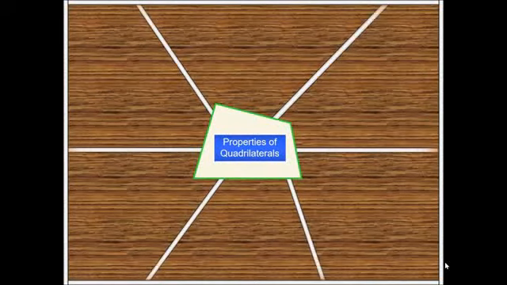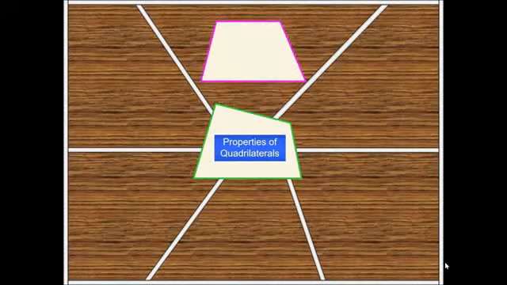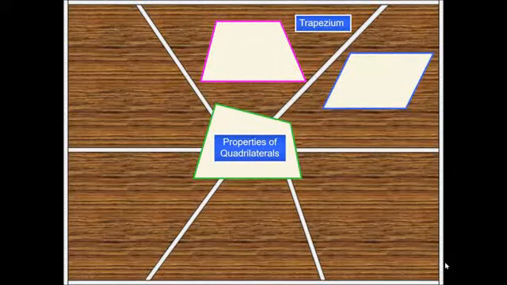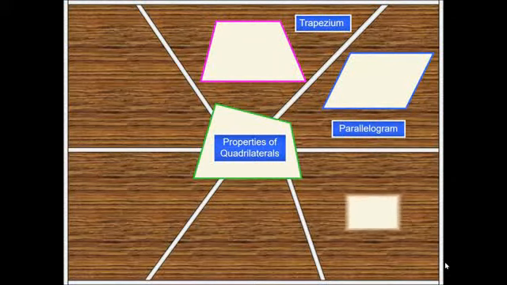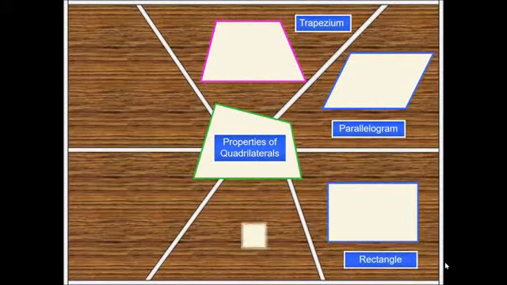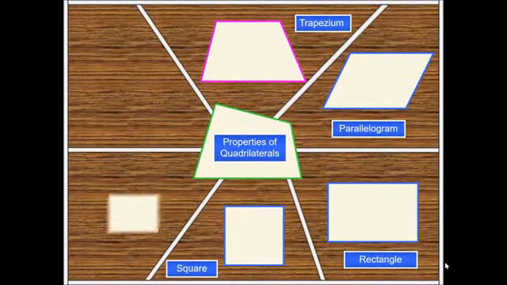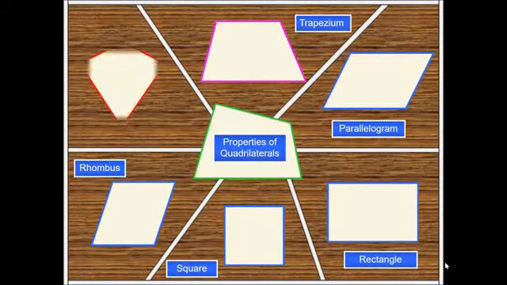In this video, we are going to discuss the properties of quadrilaterals. The trapezium, the parallelogram, the rectangle, the square, the rhombus, and the kite. I want you to note that the rhombus, the square, the rectangle, and the parallelogram are all in blue. There's a reason for that.